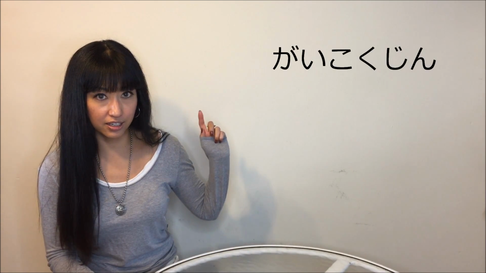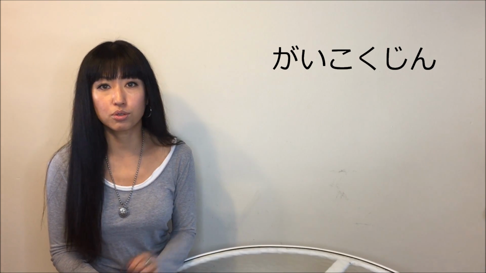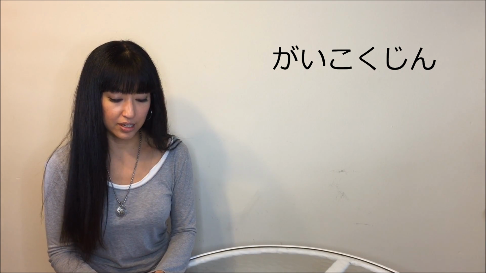Okay, here the ka is changed into ga, ikoku shi jin. Yeah, so that's how it's written. Okay, I hope you got all three right. If not, just keep practicing.